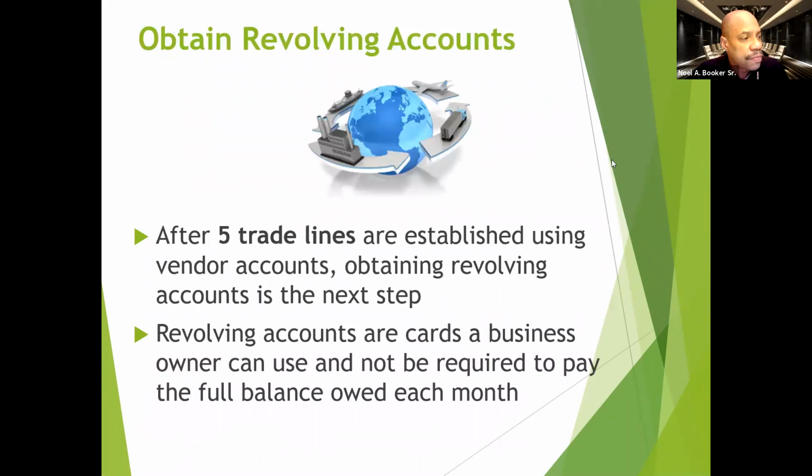Okay, so after 5 trade lines are established using vendor accounts, the net 30 accounts, obtaining revolving accounts is the next step. Each step is needed for the next step. You cannot skip and just jump to the revolving accounts. Revolving accounts are cards a business owner can use and not be required to pay the full balance owed each month. Okay?